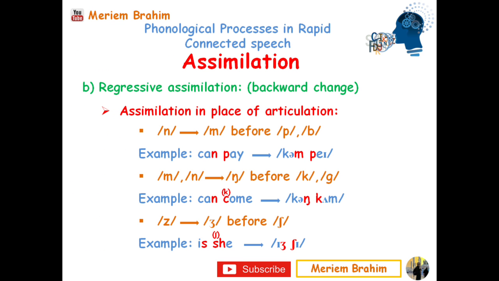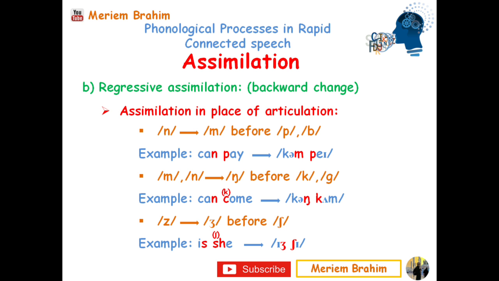Another subtype of regressive assimilation is because of place of articulation. And we have different cases here. The first one: the n becomes m before p or b. Example, "can pay" becomes "cam pay" instead of "can pay". So the n becomes m because of p.